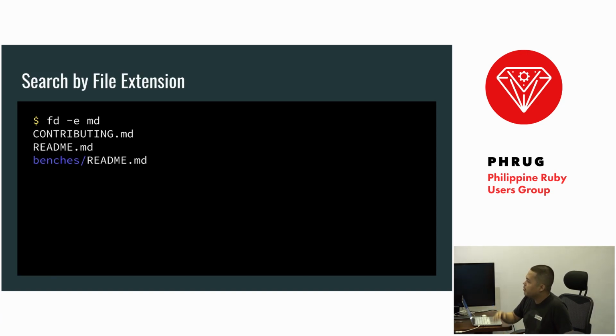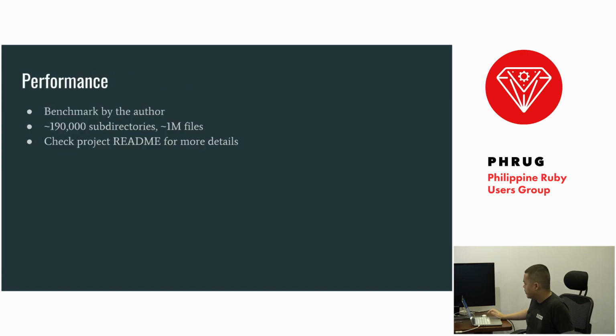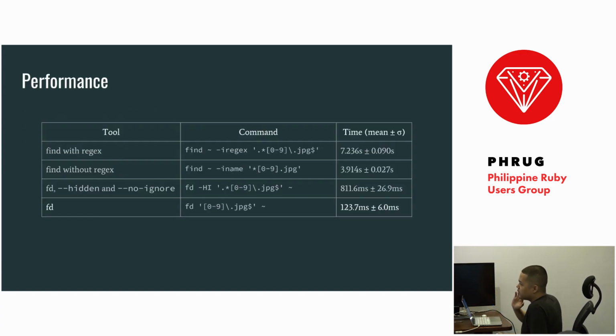So you can also search by file extension. This is for searching markdown files. You use the -e option. For performance, I'm getting the benchmark by the author. It's just one benchmark. It's not like ripgrep where he did a lot of benchmarks and has a whole article about it. So this is just one benchmark for 190,000 subdirectories, 1 million files, and the details are in the README.